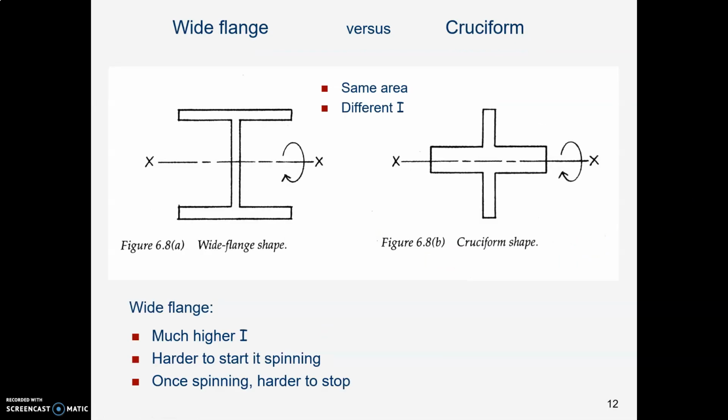Here he is again illustrating two different shapes. Oh, they might be made out of sheet metal, let's say, or steel plate. These two shapes have the same area, same number of square inches, but the one on the left is a wide flange, and I bet you can guess which one will be harder to spin. The one on the left, because it has moved its material out away from that axis, it is harder to spin.